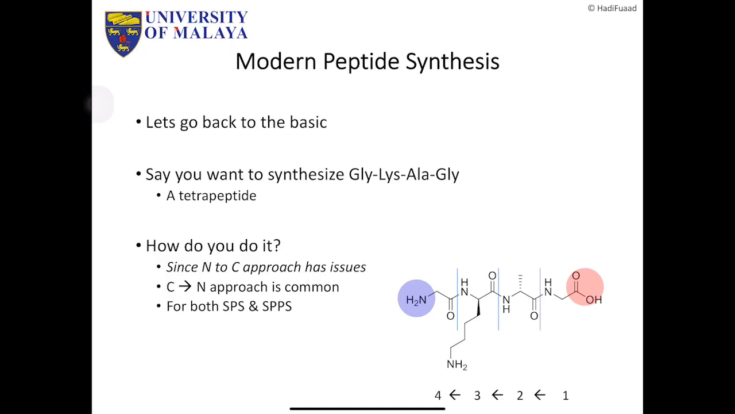So again, let's go back to the basics. Say you want to synthesize a tetrapeptide with the sequence glycine, lysine, alanine, and glycine again. So how do you do it? Since the N to C approach has issues, you proceed with the C to N approach, and you can do this for both SPPS and SPS synthesis. Instead of showing it in this slide, I've already mentioned it multiple times. You synthesize it from C moving to N, so the C to N approach.